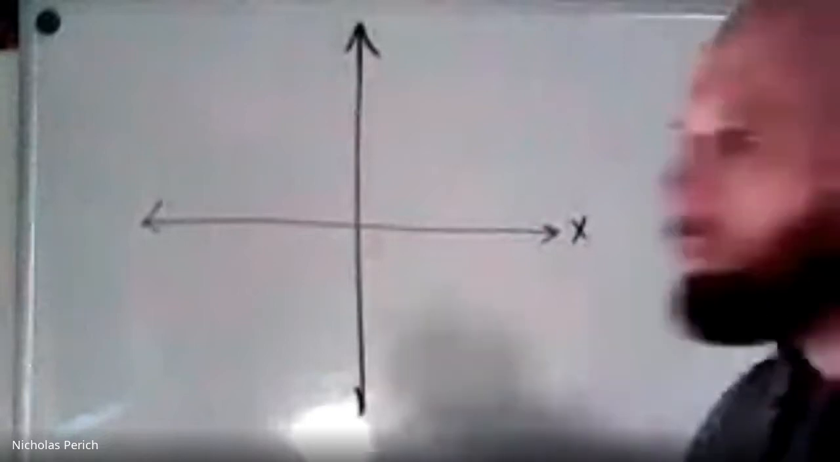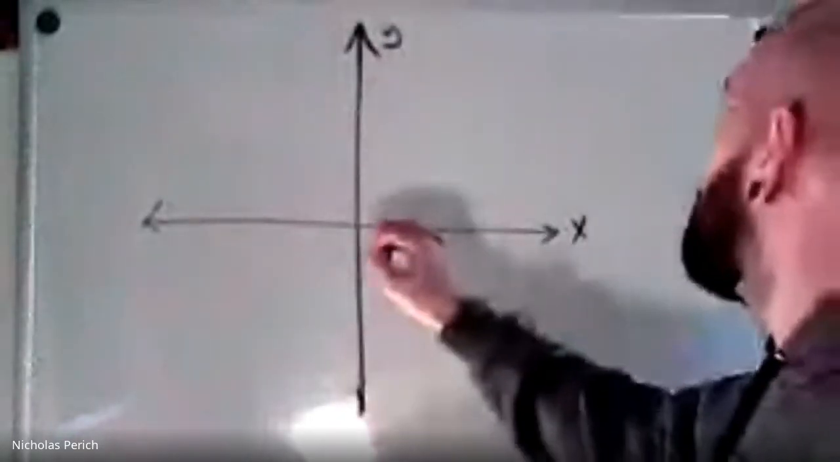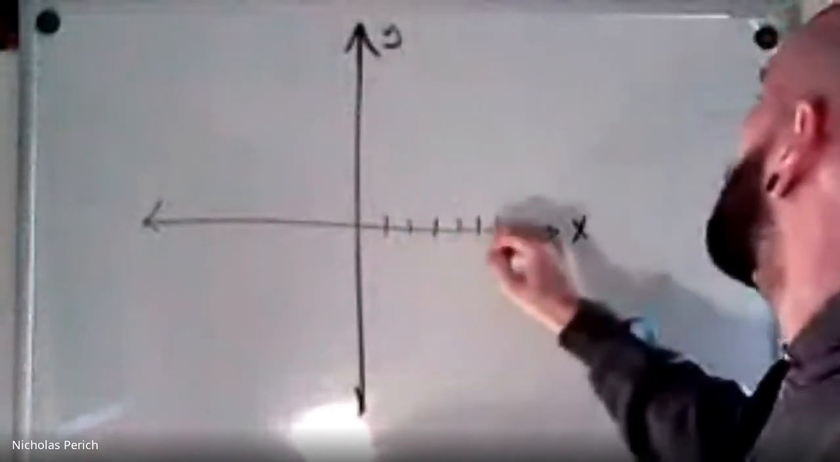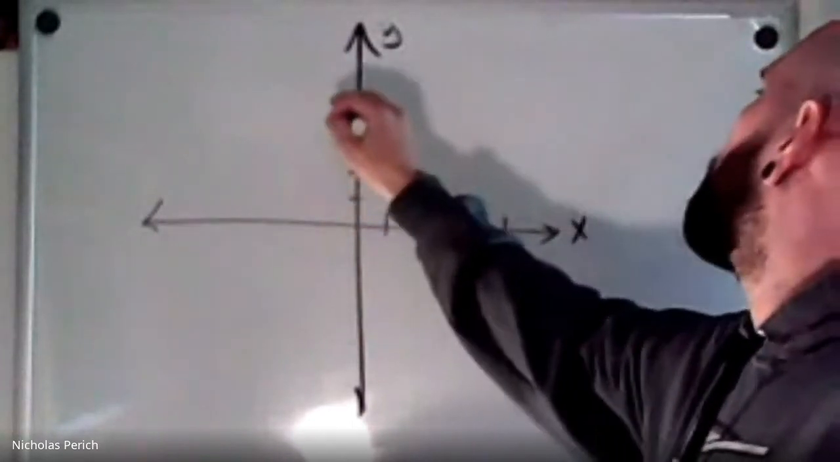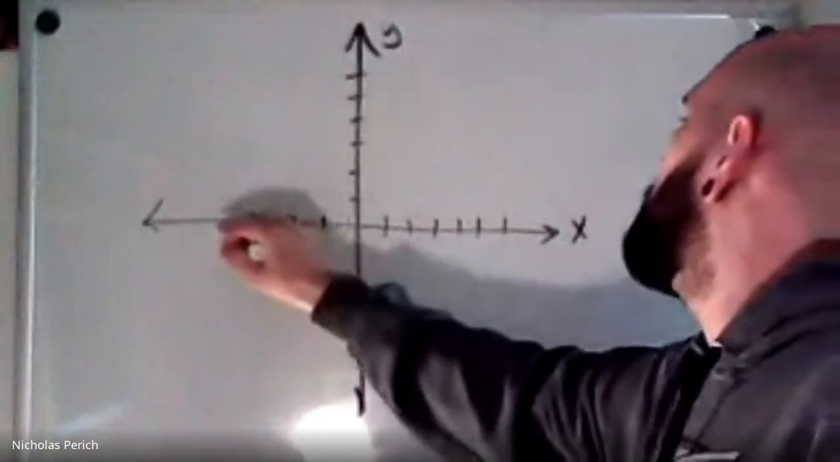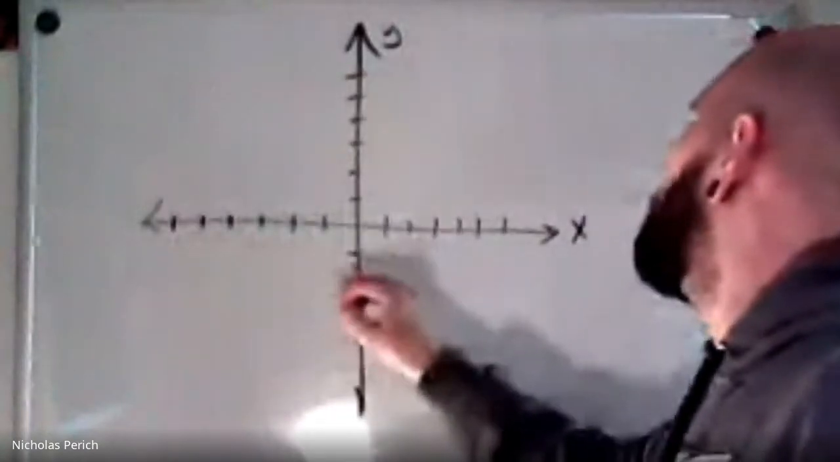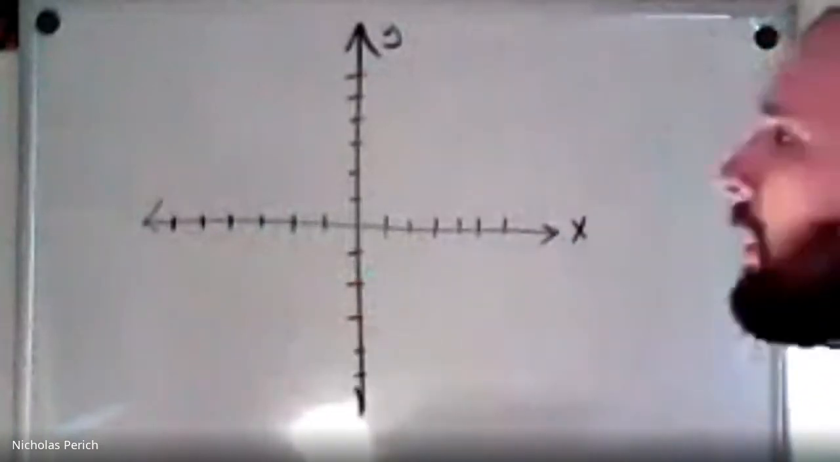I have an x-axis. I have a y-axis. And I'm going to put little marks here. 1, 2, 3, 4, 5, 6. 1, 2, 3, 4, 5, 6. 1, 2, 3, 4, 5, 6. 1, 2, 3, 4, 5. That's all the space I have.